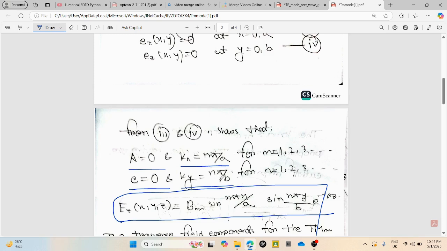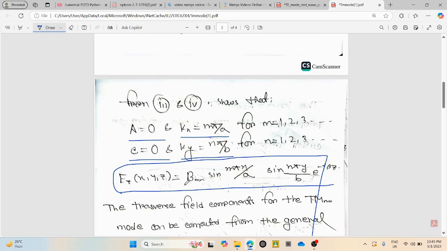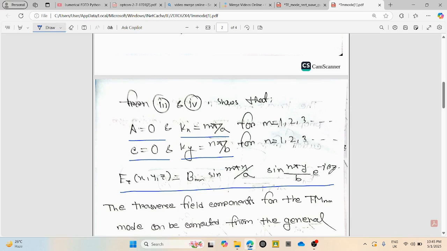Now after simplifying and putting the values of kx and ky into the general equation of Ez, we get the final equation of Ez, which is Bmn into sin m pi x by a into sin n pi y by b into e to the power minus j beta z. Here the z denotes that the wave is propagating along the z direction. Here Bmn is an arbitrary amplitude constant.